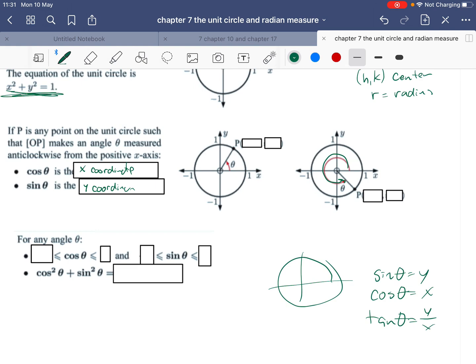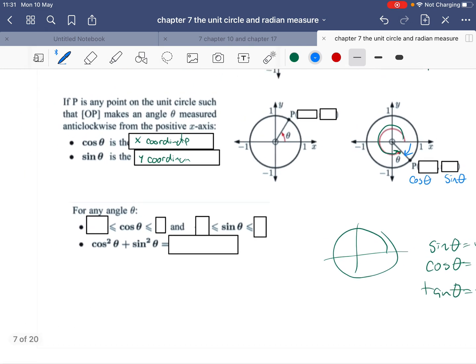Okay, so this one right there is still going to be the exact same thing. This is our angle, even though we use what we call a reference angle. That reference angle, say, is negative 30 degrees, has the exact same coordinates as negative 300 or positive 330. So this is still cosine of theta, sine of theta.